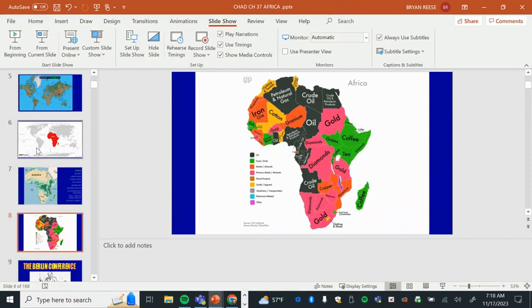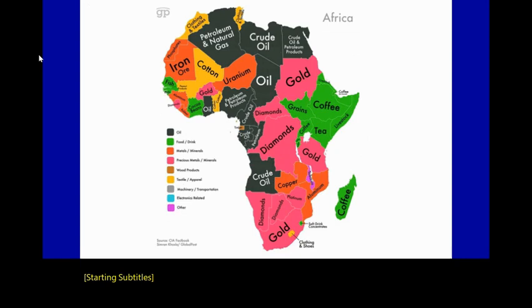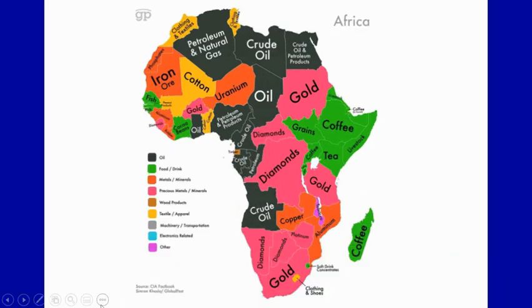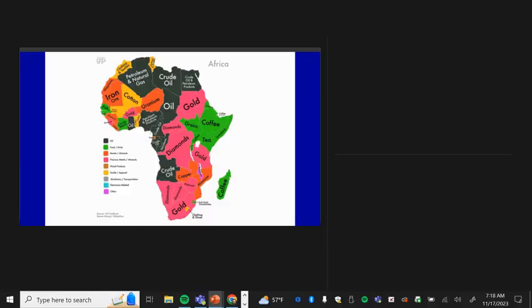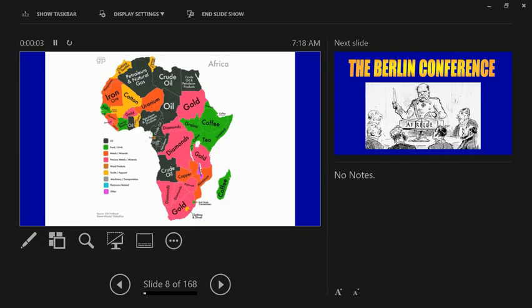All right, I've already covered this, so I want to talk about the resources of Africa. Africa has tons and tons of resources. And that's what the Europeans all wanted. They wanted to just come in to Africa and take their diamonds, their gold, the coffee, the oil, etc.